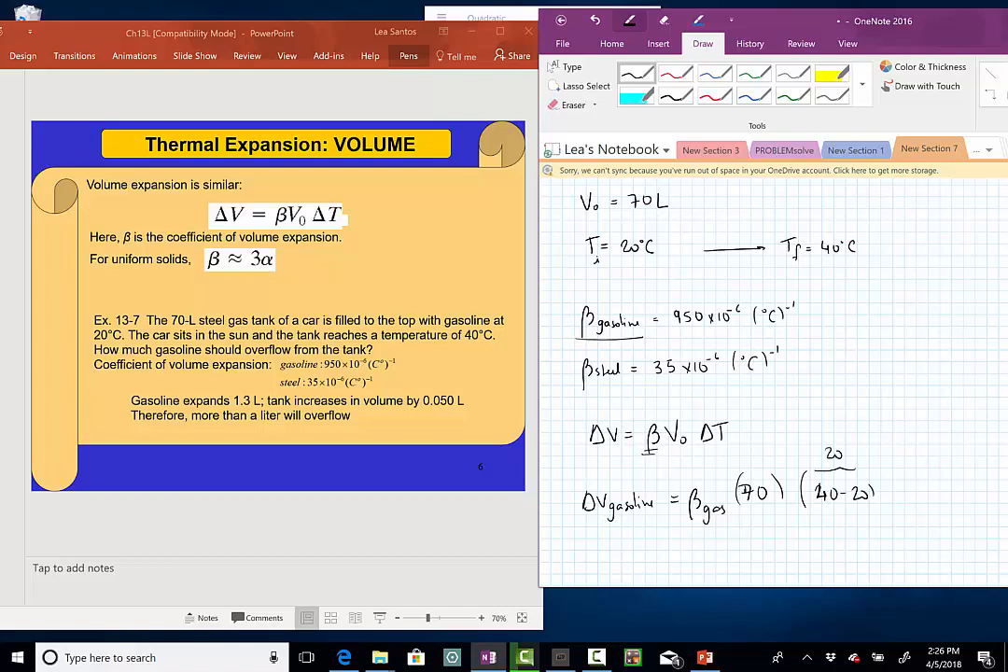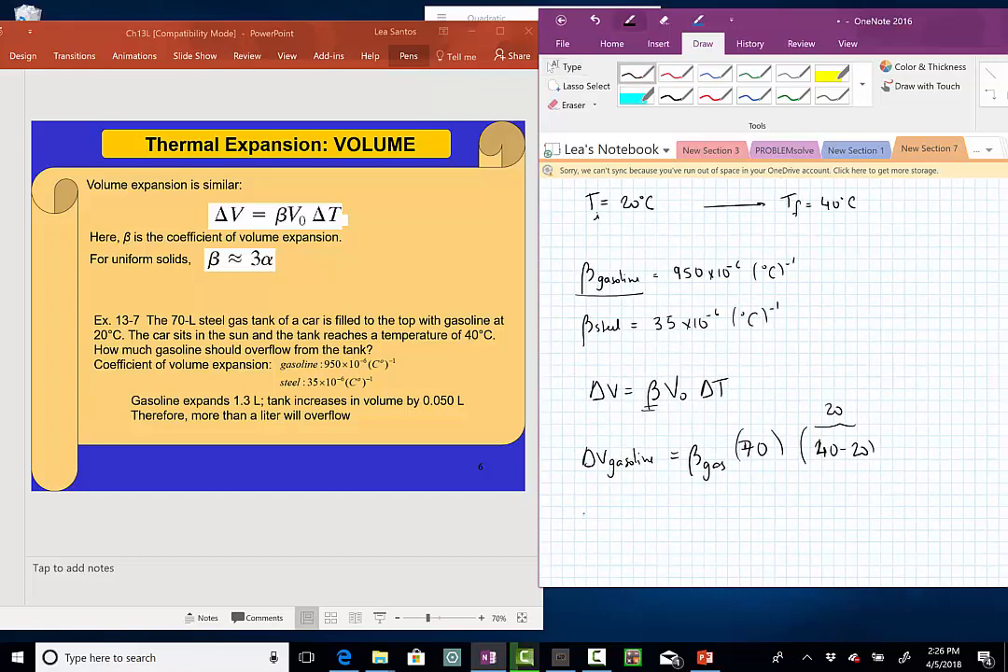So here you're going to get a value. And do the same for the tank. So beta is for steel, 70 is the original volume, and the change in temperature is 20. If you put that in, you will see that the value you get for the gasoline is that it expands 1.3 liters. And the tank increases by almost nothing, 0.05 liters. That's almost nothing in comparison. So you see that more than 1 liter will overflow. That is the scenario that I said is very dangerous.